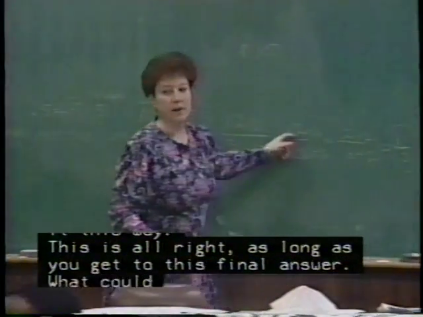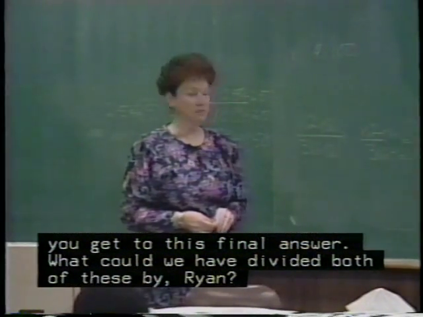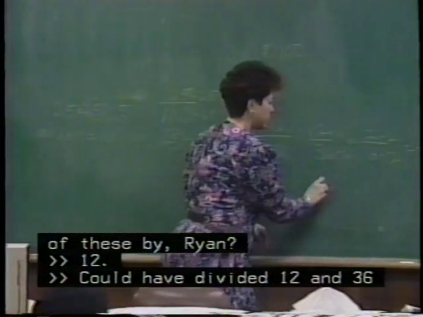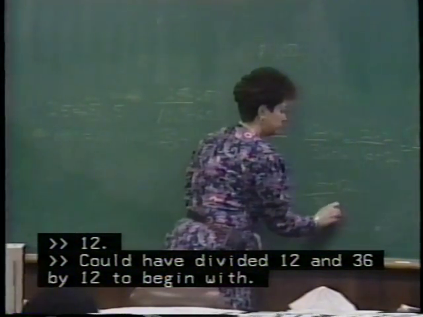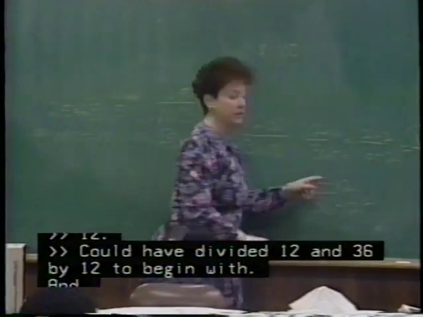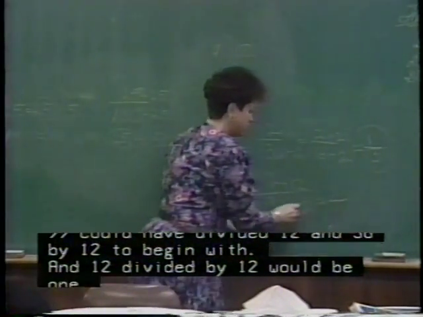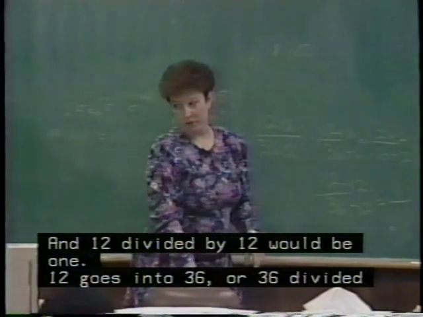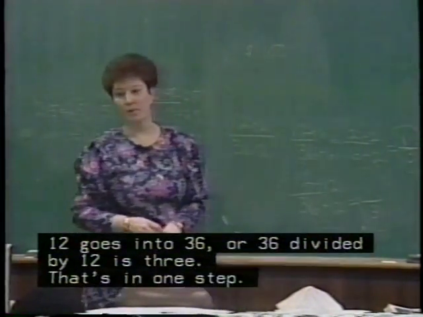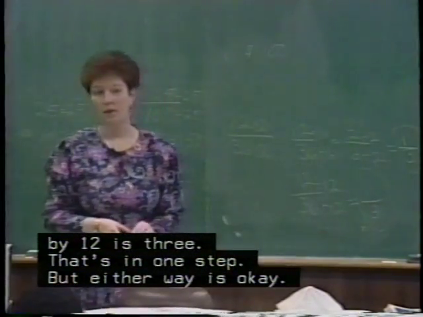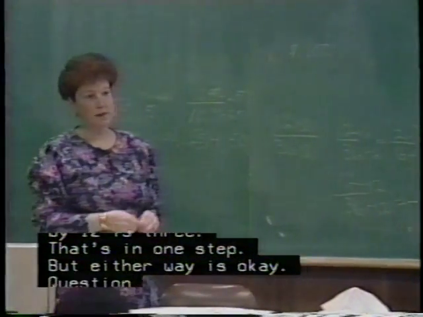What could we have divided both of these by? Ryan? 12. We could have divided 12 and 36 by 12 to begin with. 12 divided by 12 would be 1. 36 divided by 12 is 3. That's in one step. But either way is okay. Questions on finding the fractions?